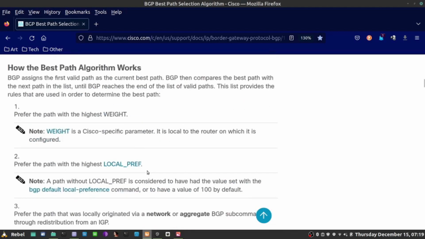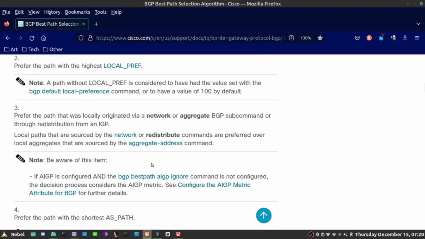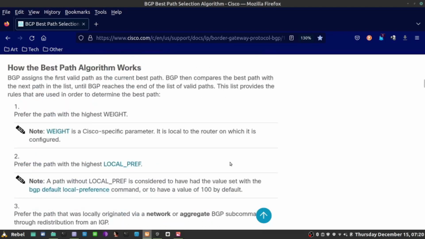And I'm actually going to use those attributes to manipulate traffic in the subsequent labs until we get the idea of how we can influence traffic going out or coming in to our autonomous systems.